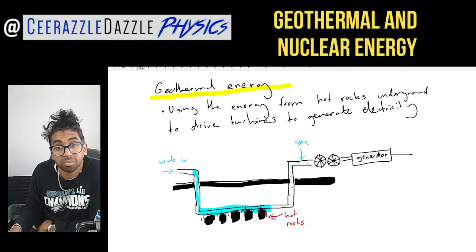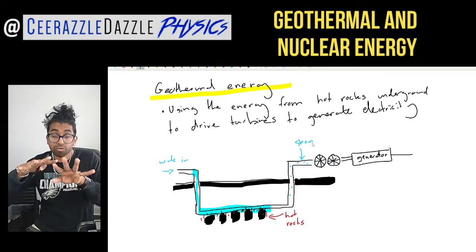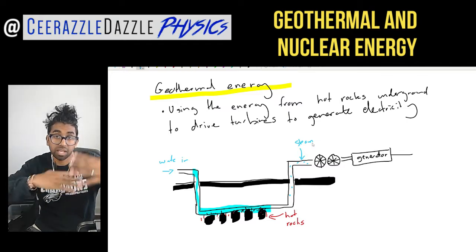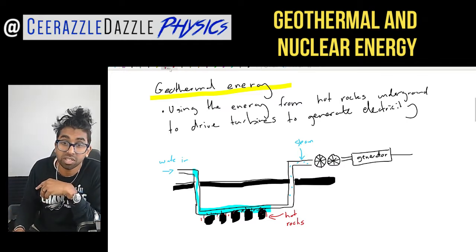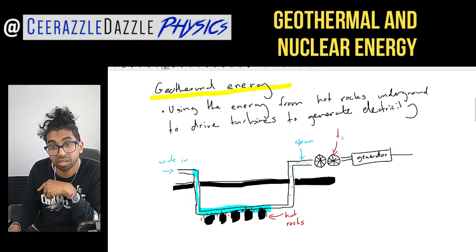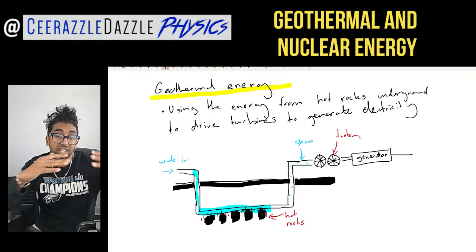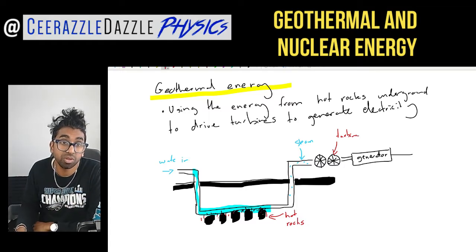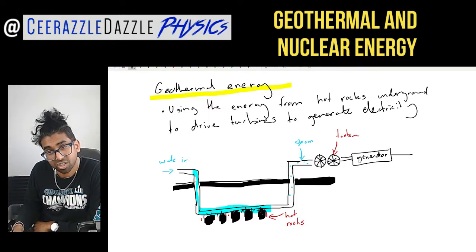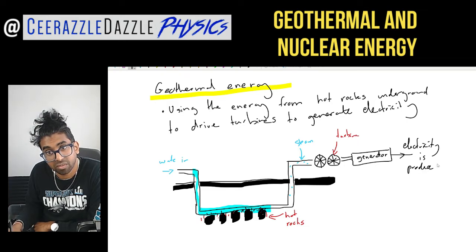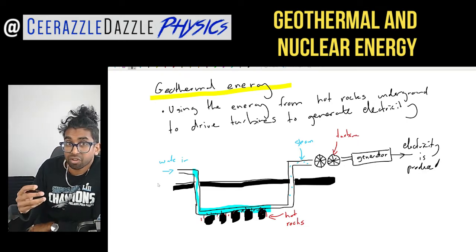The steam that comes out will then push through the turbine, causing it to spin. This little wheel over here is the turbine. And as the turbine spins, it connects to the generator and electricity is produced, guys. So over here, the generator generates electricity. Right, so that's geothermal energy.